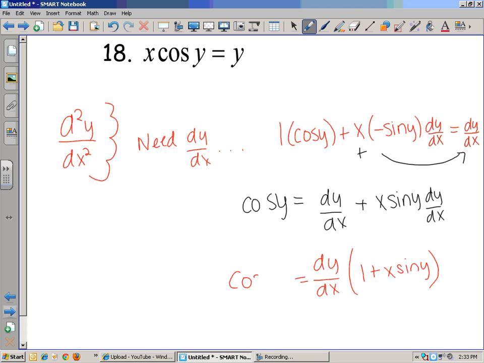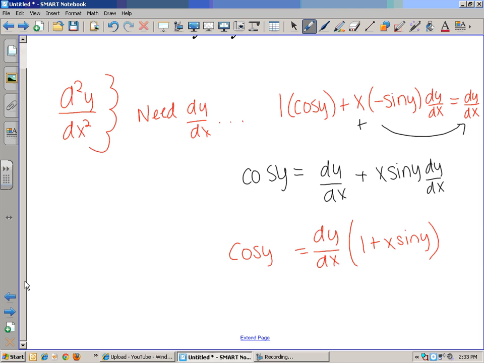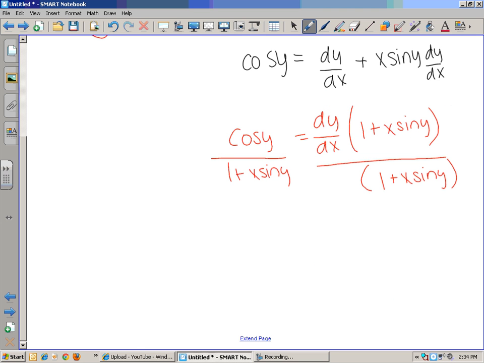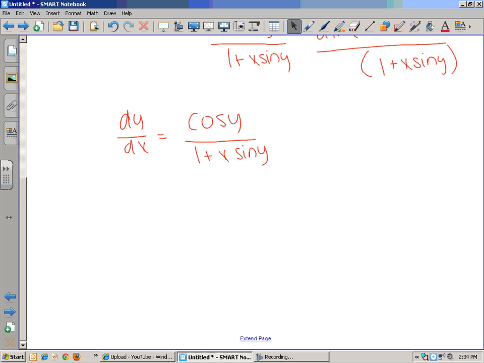In order to solve for a variable, you have to isolate it. Only in this case, the variable that we're solving for is, again, a variable in terms of variables, okay? So it just doesn't look as pretty as Algebra 1, but we can still isolate it and set it equal to something. So my first derivative, dy/dx, is equal to cosine y over 1 plus x sine y. And that would be great if I were done.